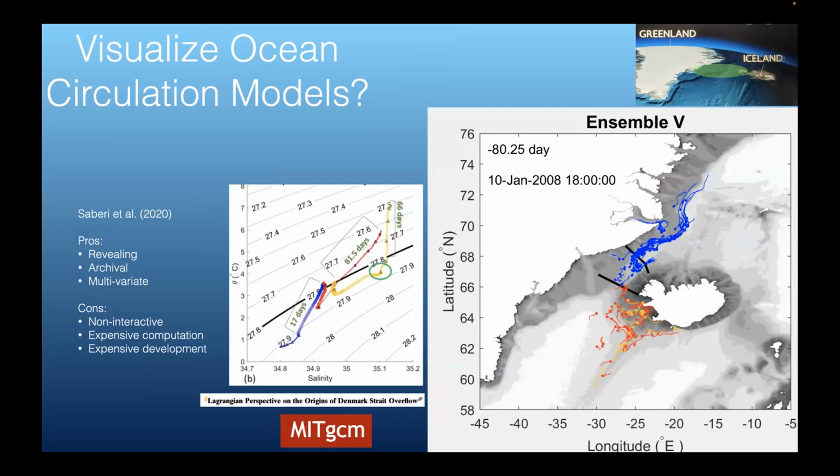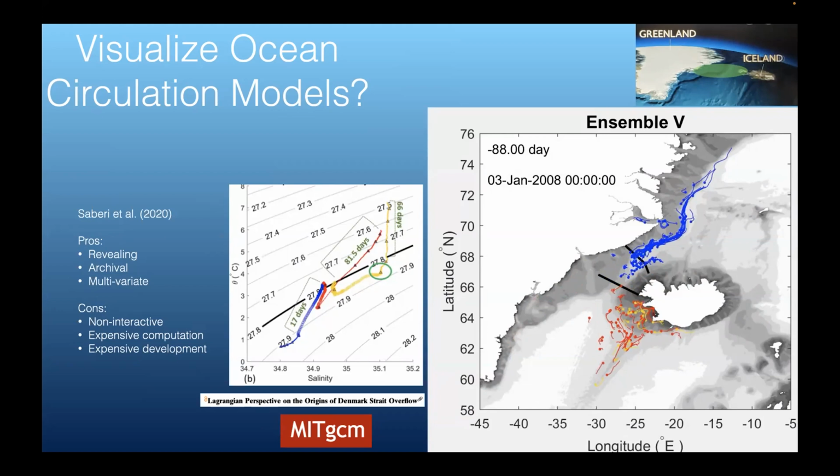Okay, so here's another example from my group. Atusa Sabir is a graduate student who's just finishing her PhD. It's the same oceanographic region. On the right-hand side, what you're looking at is Lagrangian trajectories. So think of these as particles floating in the water. So this is one of the common ways in which you visualize the circulation. And they're colored by their source, their origin. Okay, so now they're moving through the Denmark Strait Overflow.